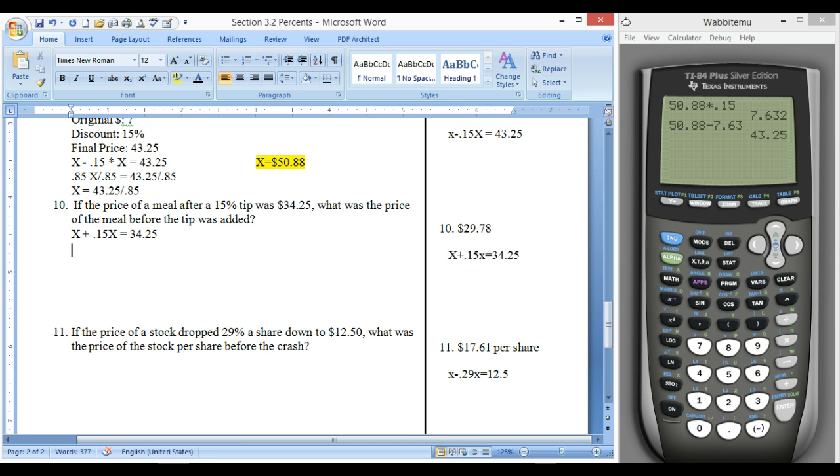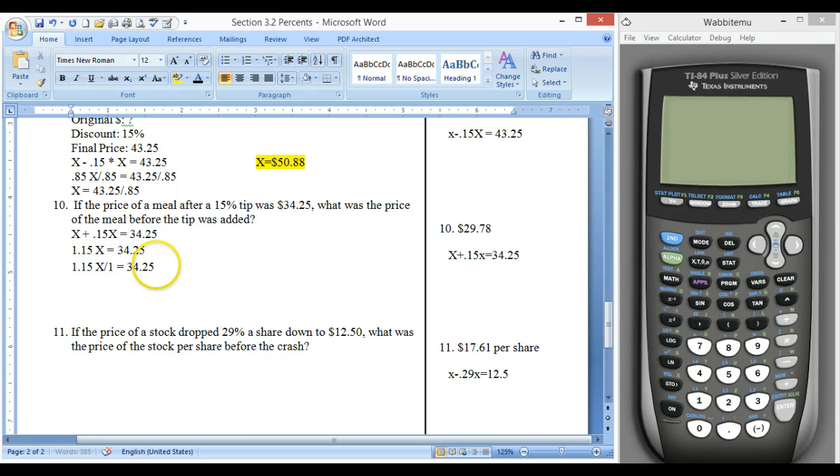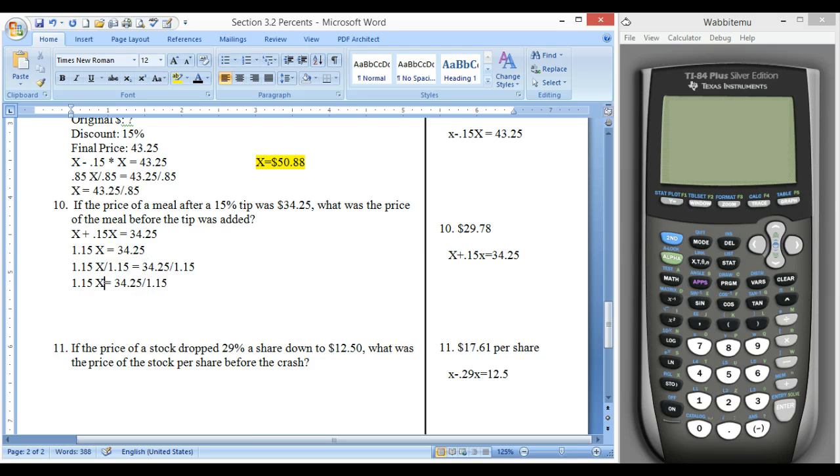There we go. So now let's try the next step. Again, there's nothing before the X, so when we add those, that becomes 1.15X equals $34.25. And to continue solving for the X, to isolate it, I need to divide both sides by 1.15. So I'm going to just copy this and paste it down here and divide both sides by 1.15. There we go. And on the left-hand side, 1.15 divided by 1.15 cancels, or it becomes 1, whichever way you want to think about that. And then we just need to do 34.25 divided by 1.15. 34.25 divided by 1.15 gives us our original price of $29.78, rounding that to the nearest penny.